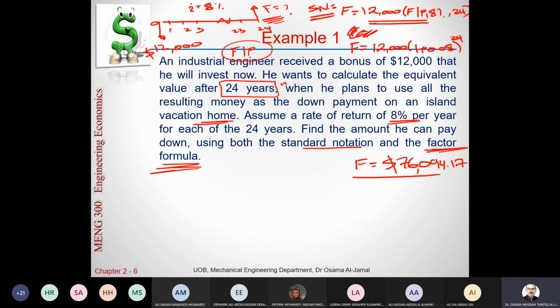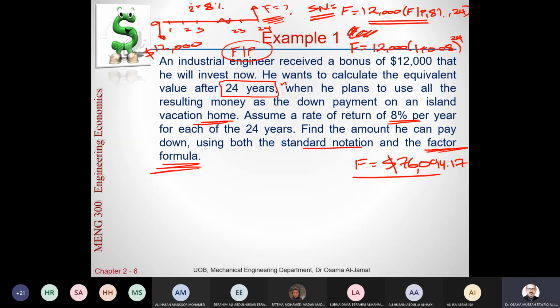Now, how much to put for N? Just scroll down. N is 24. I is 8, as it is. Don't put 0.08, leave it as it is, because what it shows at the beginning is I%. How much is the P? 12,000.